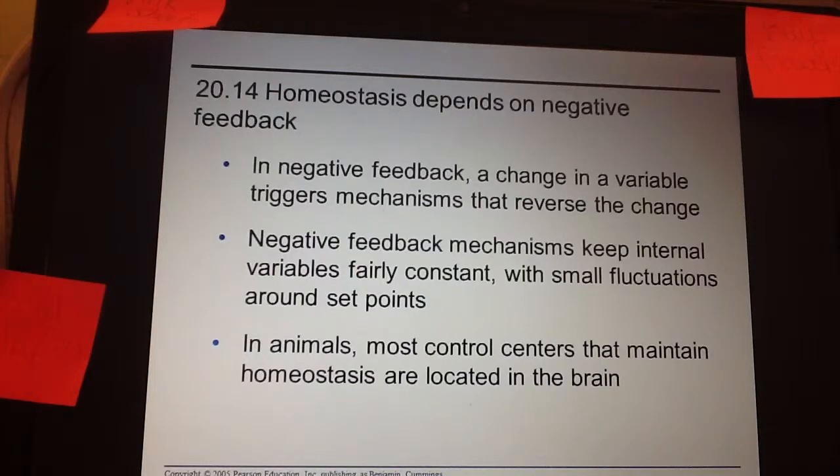What homeostasis relies on is a process called feedback. Negative feedback is where we trigger some sort of reaction in the body that reverses the change that happened. So if we go up, negative feedback would make us go back down. If we go down, negative feedback makes us go back up. And this is what allows for those small, tiny changes to happen but maintain homeostasis. In us, and in most animals, the control center for homeostasis is the brain.